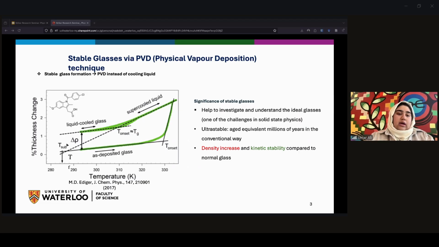I will be talking about the difference of the TF and the TG. TF is the point where the liquid cooling line of the ordinary glass meets the stable glass line.